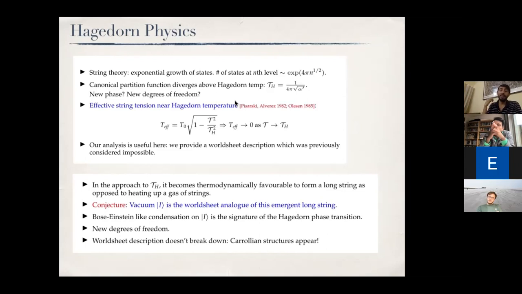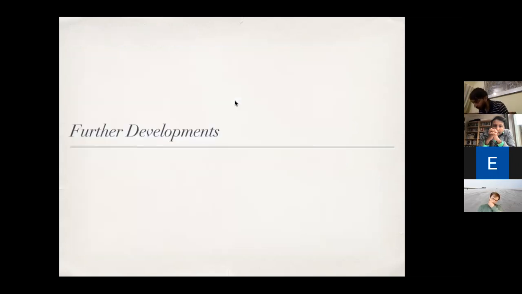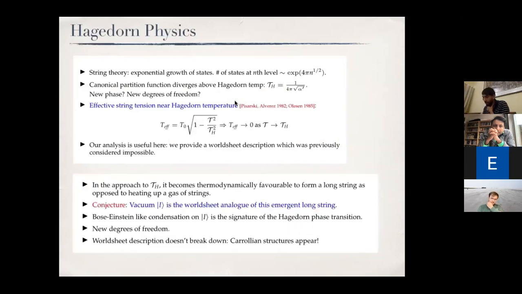So there are new degrees of freedom which appear here. The worldsheet does not break down, but these ultra-relativistic or Carrollian structures appear. Okay, so that's one. I didn't actually go on to say more, but yeah.